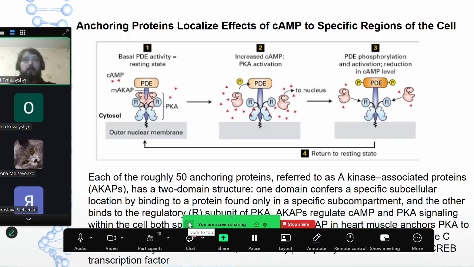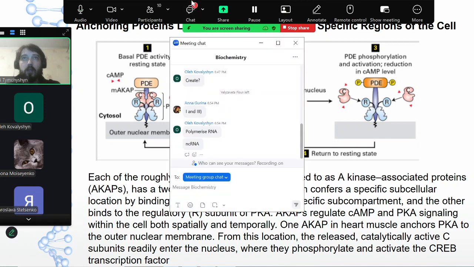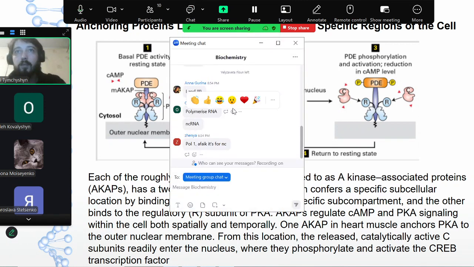What else? Here is one more interesting example. When we want localized effects of the cAMP to specific regions of the cell. That may be, yes, correct. Good.